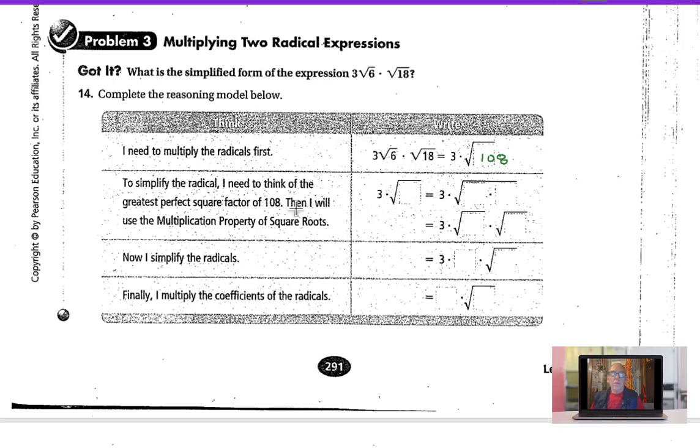To simplify the radical, I first need to think of the biggest perfect square of 108. Then I would use the multiplication property of square roots. So let's see, 108. If I do a factor tree with 108, we got 2 times 54, which is 2 times 27, which is 3 times 3. So 27 is a perfect square. And that might be the biggest one we have. We might also have 4 here. 4 times 27 is going to be the 108.